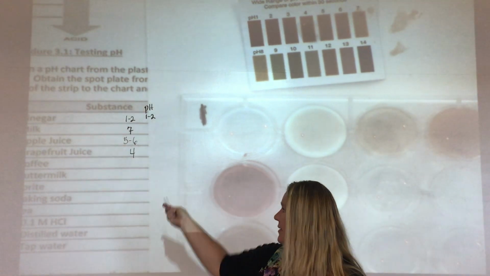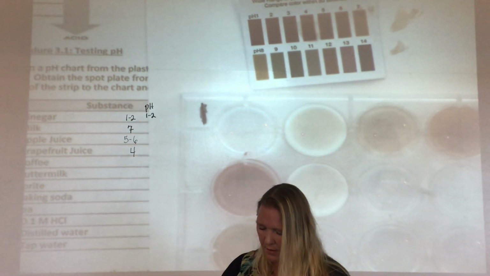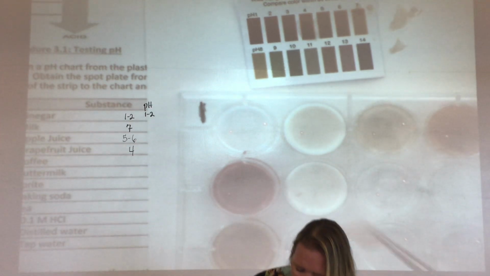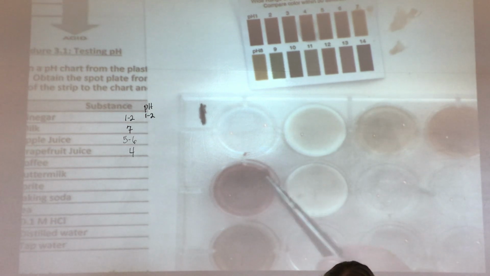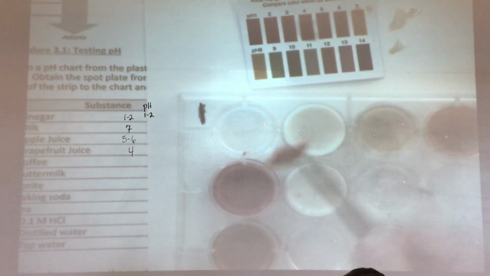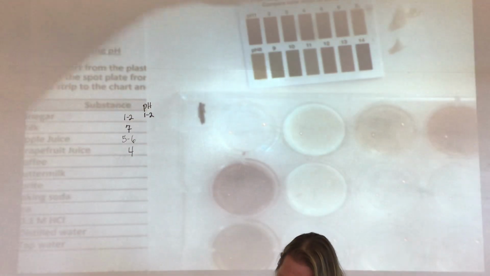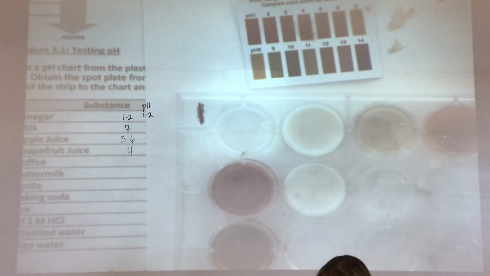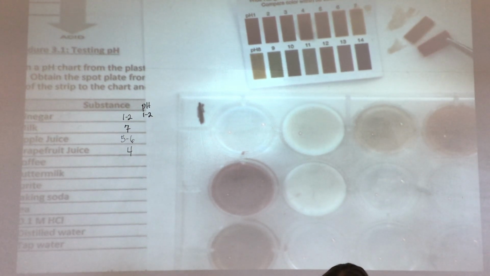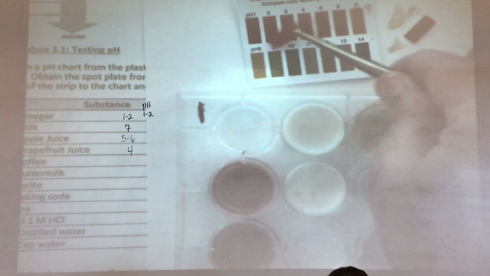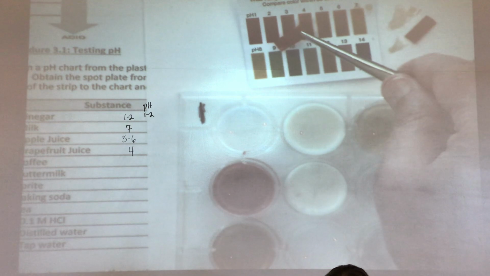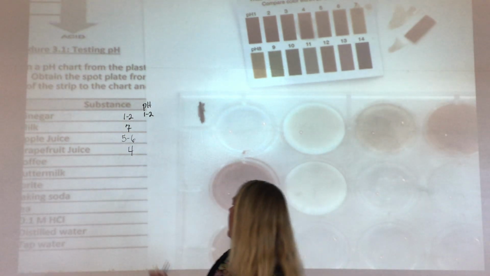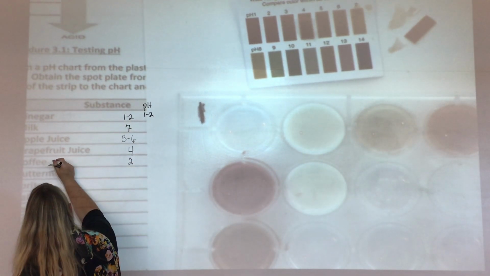The next one on your paper says coffee, but remember we changed it to cranberry juice. Okay, this reddish color one. And look how fast that changed colors when it was in there. This was the original paper. This is what it is now. There's a huge dramatic difference. That's way over here, and it looks really very acidic, almost 2. So I'm going to put 2 on there. Remember, this is cranberry juice.